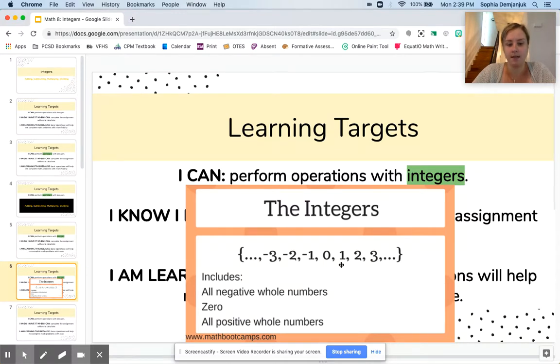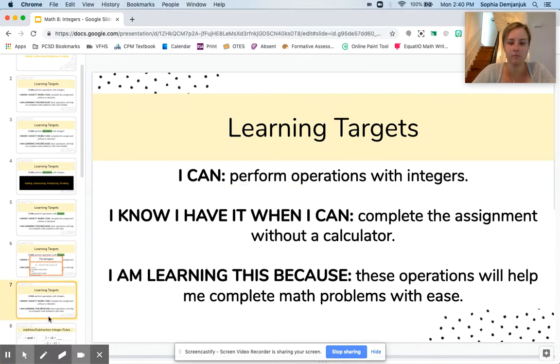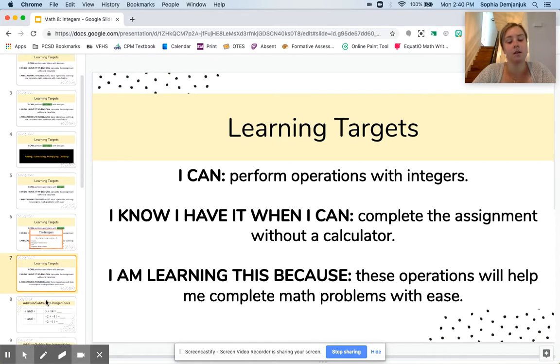And you can see that dot, dot, dot is on both sides, meaning that you can be talking about going all the way to as negative as you want to go, or all the way as positive as you want to go. Second thing is I know I have it when I can complete the assignment without a calculator. And then that you're learning this because these operations will help you complete math problems with ease.